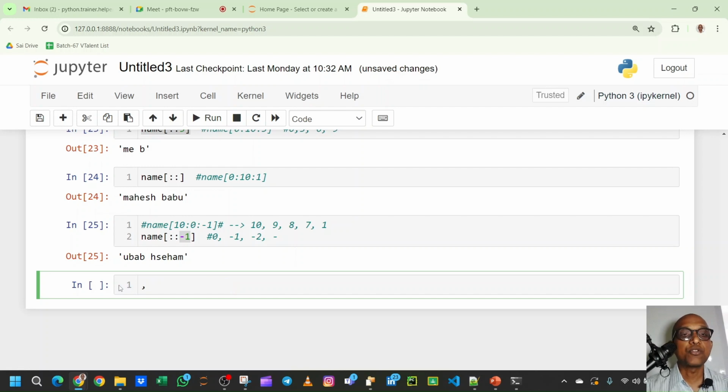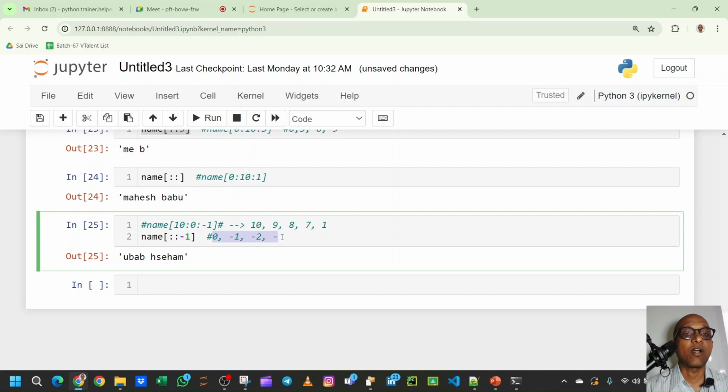Your logic or math should be: whatever is the starting index, whatever is the ending index, and the incremental value. The incremental value could be a positive number or negative number, it does not matter. And whenever the indexing starts with the starting index, like 0, at some point it should reach the ending index. Otherwise, it will not work.